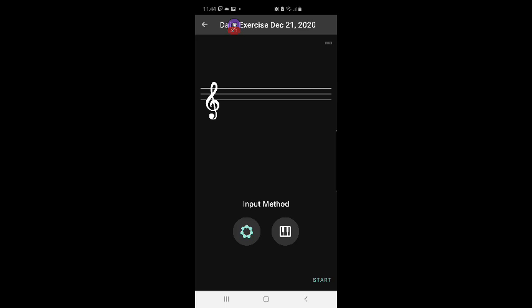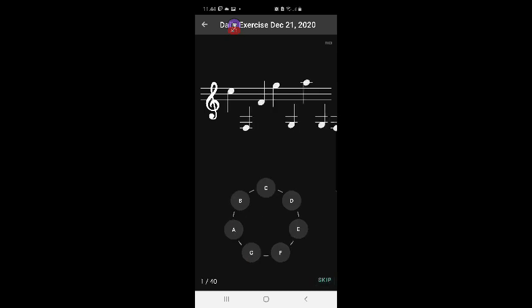Okay. Daily exercise from the 21st, which I missed because I didn't log in until after midnight. Gonna do the wheel. Okay, so that's E, D, C, B, A, G, F, G, A. A below A is G, and F, G, C, G, A, A, A, A, A, A, A, A, F, G, A.